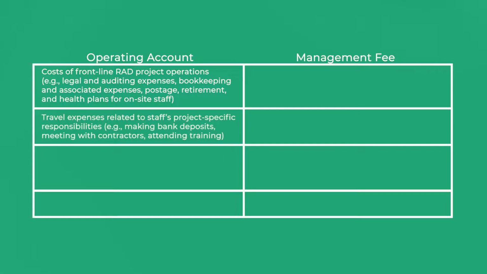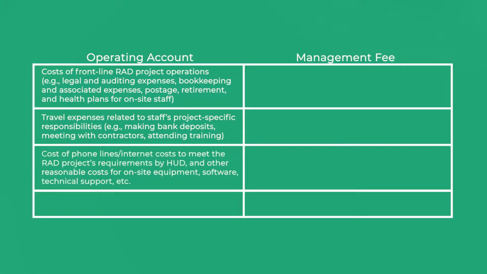Travel expenses related to staff's project-specific responsibilities, for example, making bank deposits, meeting with contractors, attending training. Cost of phone lines, internet costs to meet the RAD project's requirements by HUD, and other reasonable costs for on-site equipment, software, technical support, etc. Recruiting costs for on-site staff.